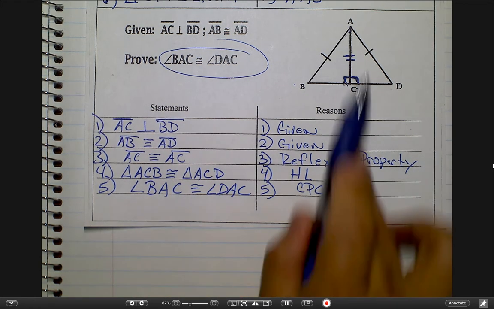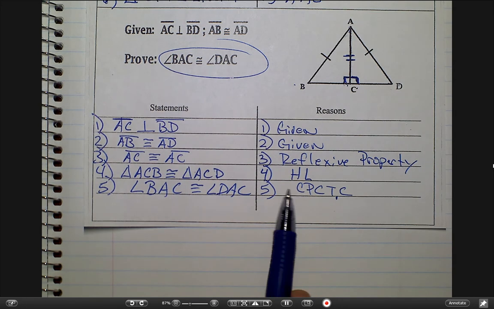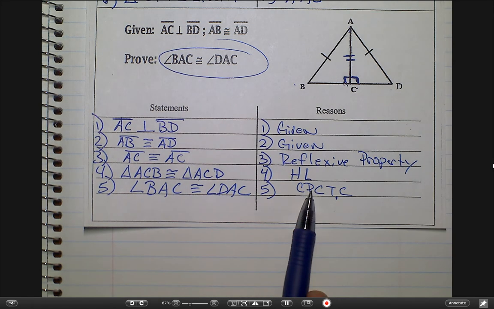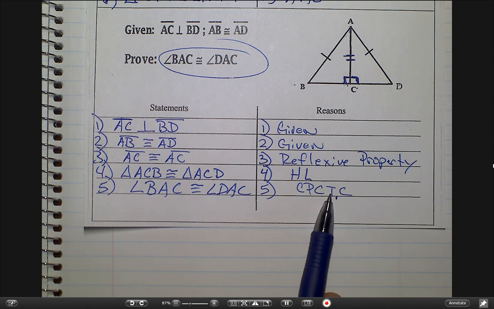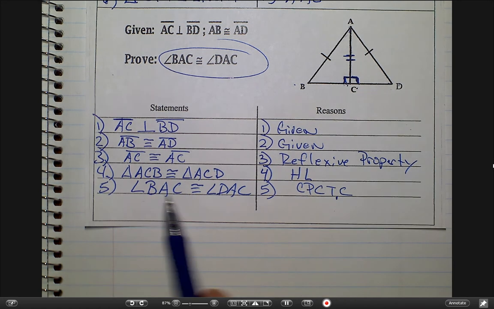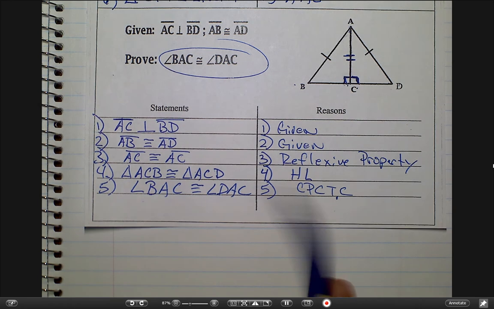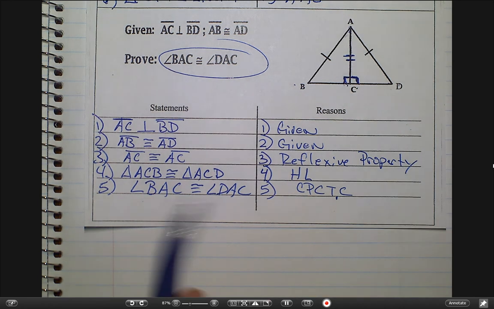So I now have the triangles congruent, so I could say that all corresponding parts of congruent triangles are congruent. So once I say that they're congruent, then all their parts are congruent. And that's what I'm using that for. So yes, that one is there now. Hopefully that makes sense. Okay.